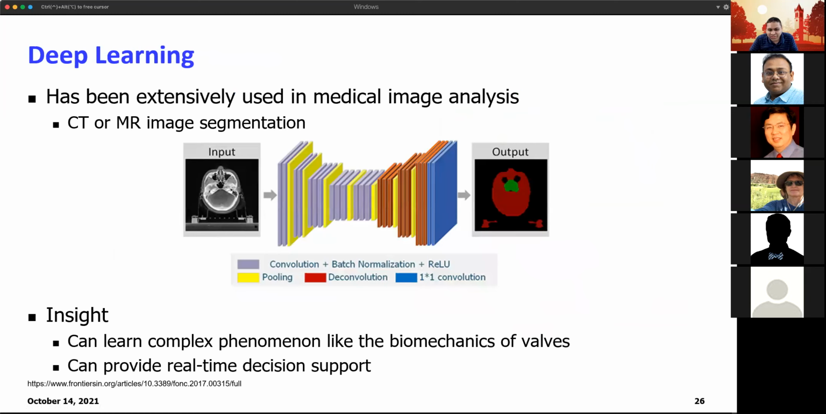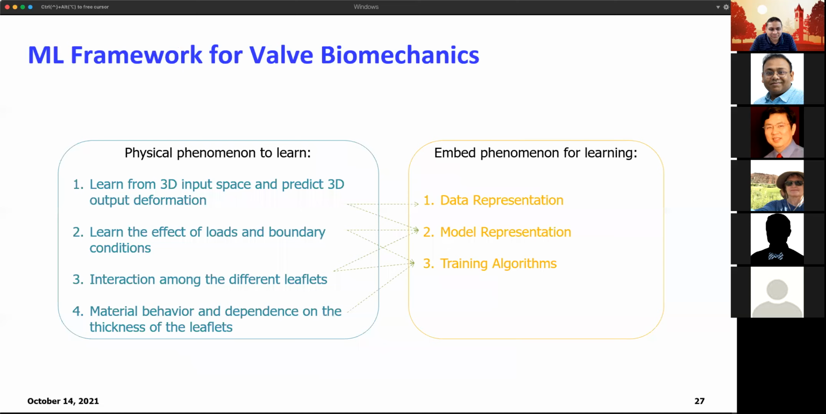And then obviously, collaborating with SOMIC, we have been looking at how deep learning has been used for medical image analysis. This is what has been used primarily till a few years back, where people have been using it for segmentation, where it can segment out different organs from CT or MRI images. But we wanted to go further and see whether we can use deep learning for the heart valve analysis.